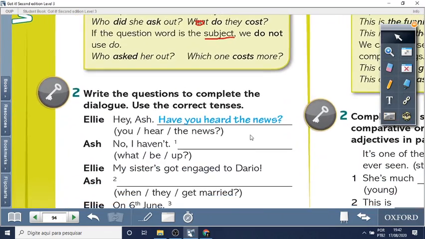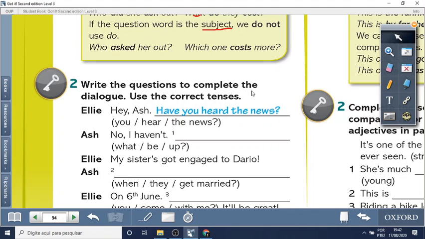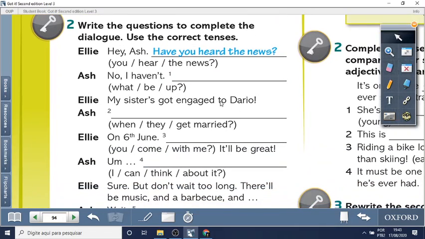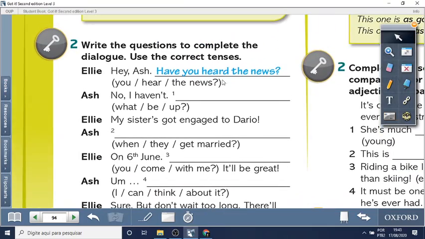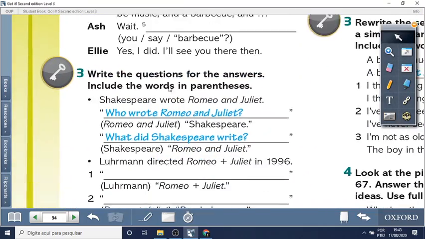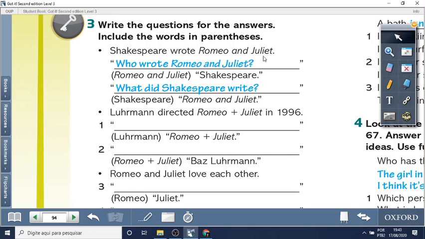So now your homework is going to be to write the questions to complete the dialogue and use the correct tenses. You have here, look, the questions, and then look at the answers so that you can write the question. No, I haven't. Present perfect. Okay. What be up? Verb to be. Is or are? So was or were? So take a look at the answer so that you know how to complete the questions, okay? You have to do this dialogue here, and then you have to write the questions for the answers.